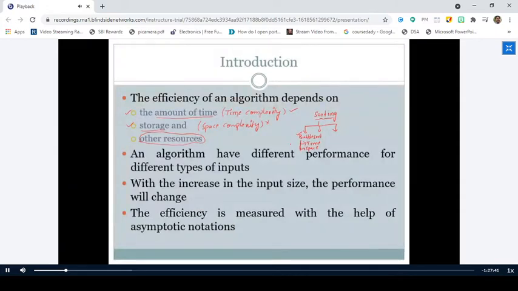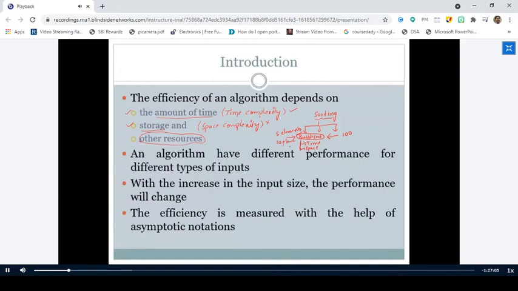For example, this bubble sort accepts a list of elements. Say I give 5 elements as input to this bubble sort. The efficiency may vary if I give 10 elements as input. If the same bubble sort algorithm is given 100 elements as the input, there is definitely a change in the time complexity.